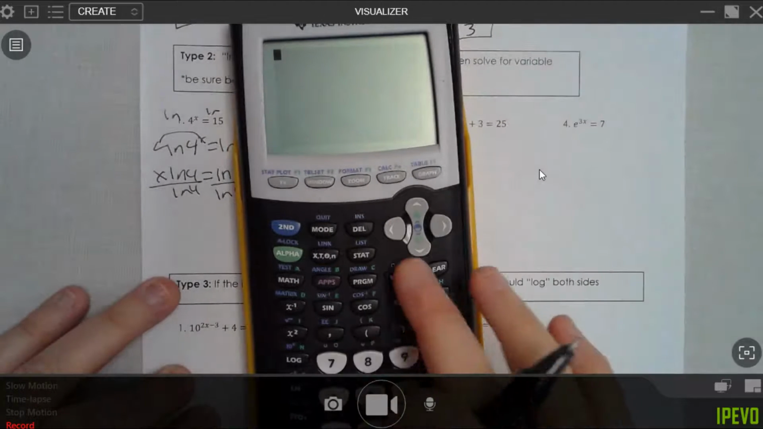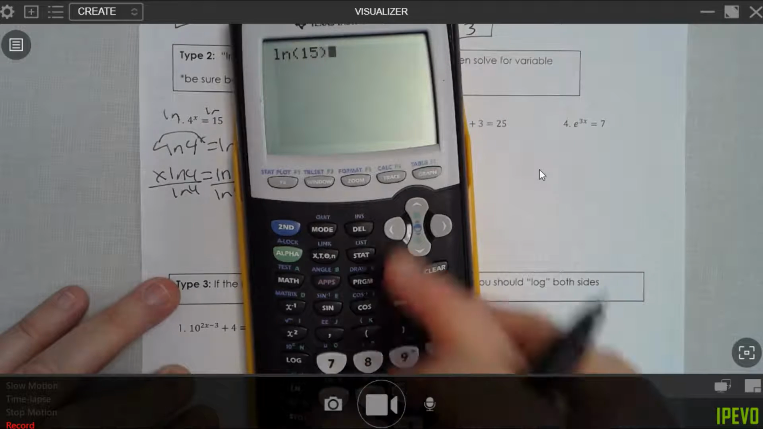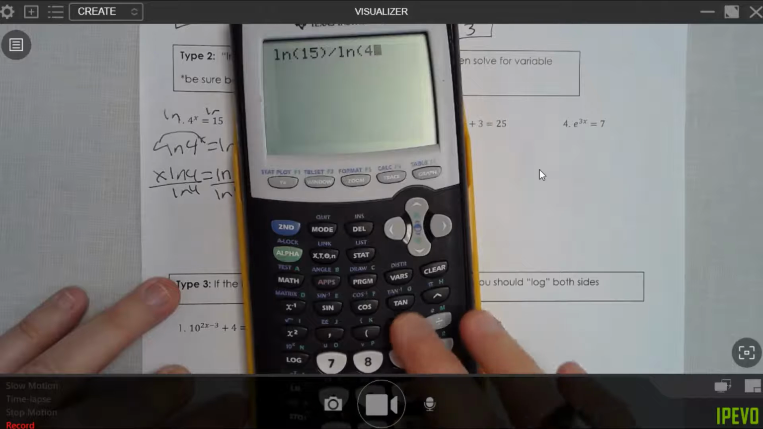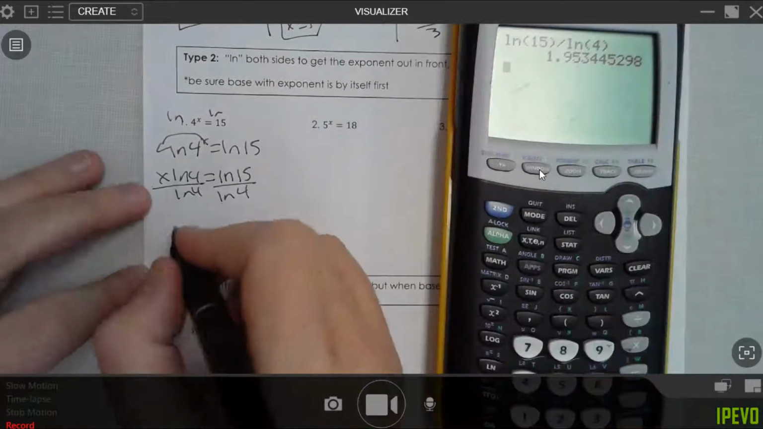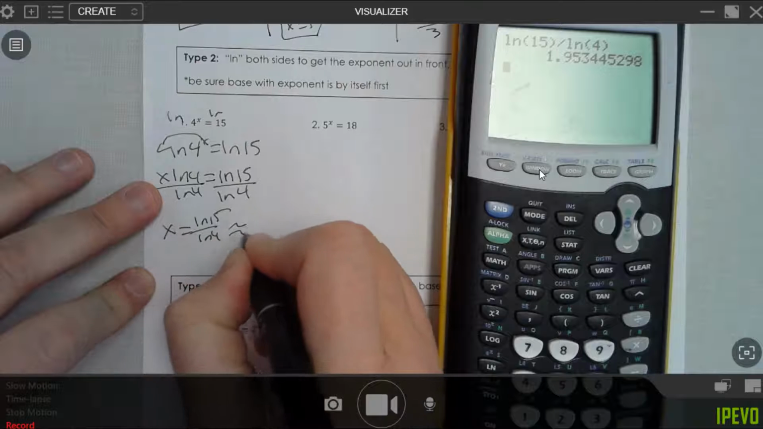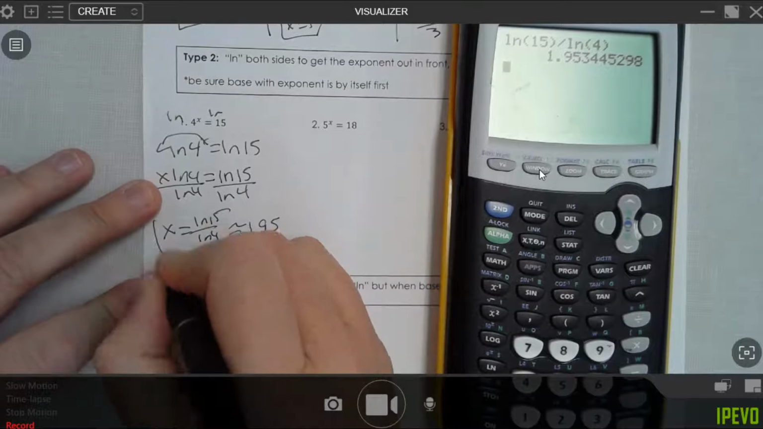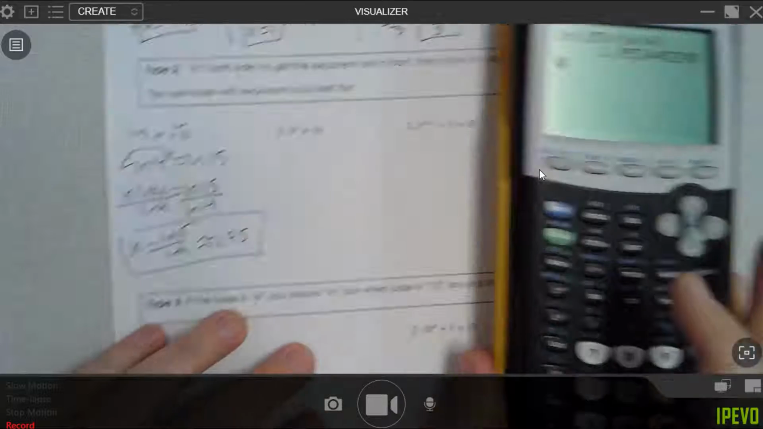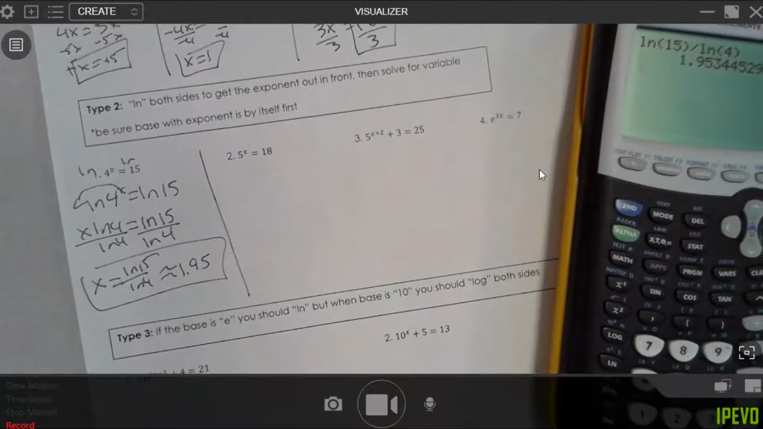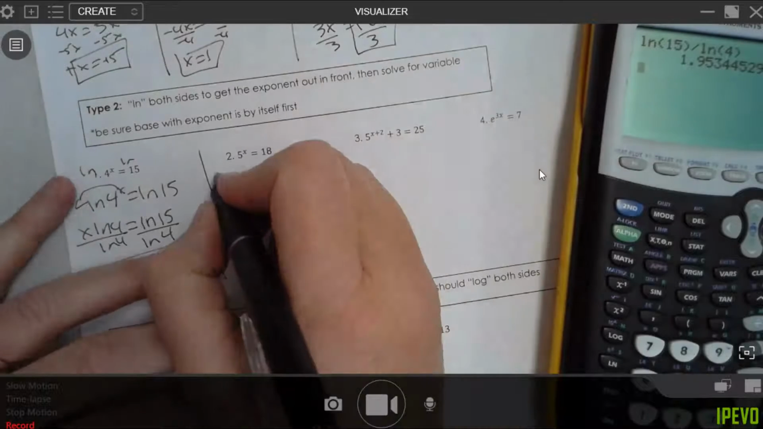For me, if you're trying to match answers, you would have to make sure you close your parenthesis there and then divide by natural log of 4. So this is x equals natural log of 15 over natural log of 4, which is approximately 1.95. So either of those answers is fine. So pause the video and try 2 on your own, and then when you're ready, unpause it and see if you're right.